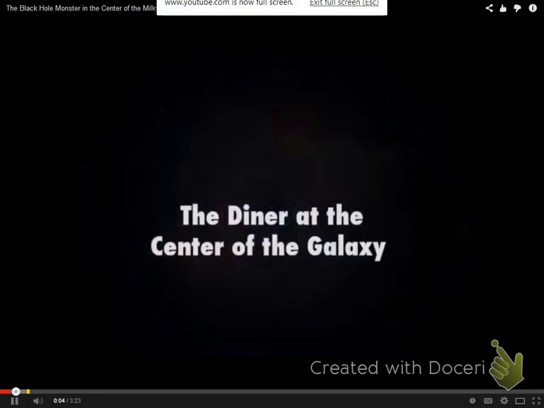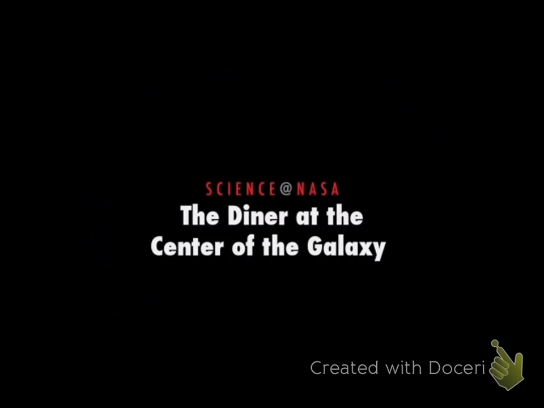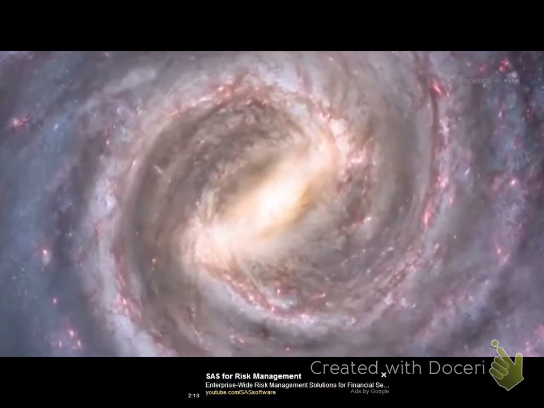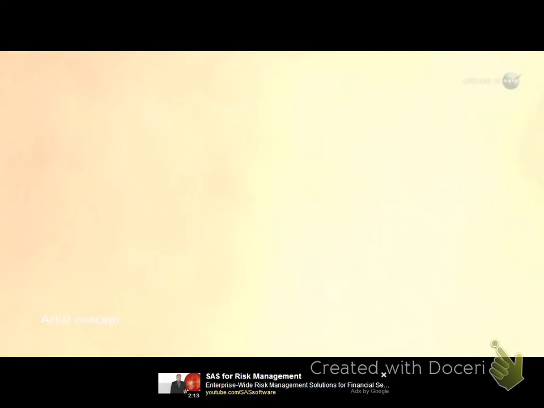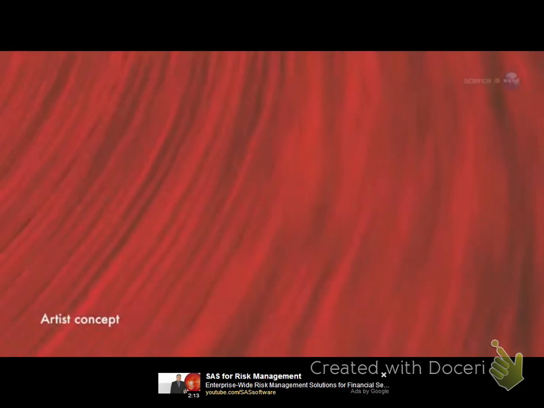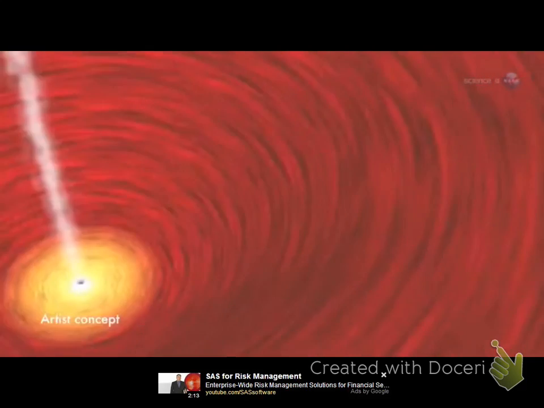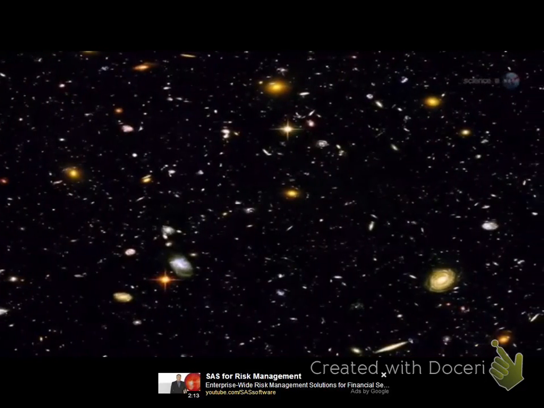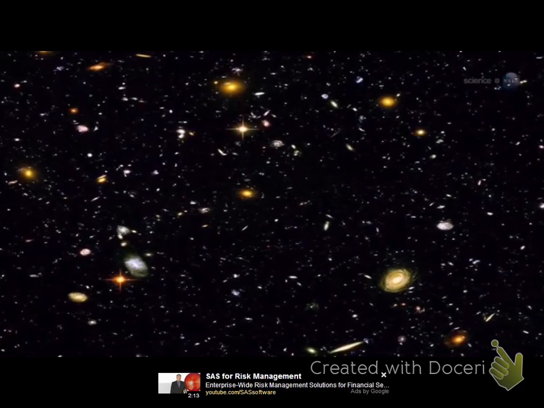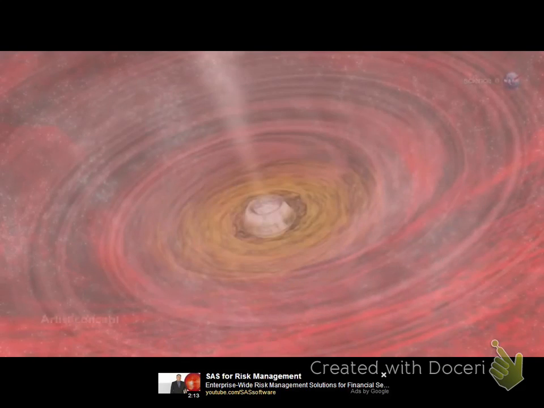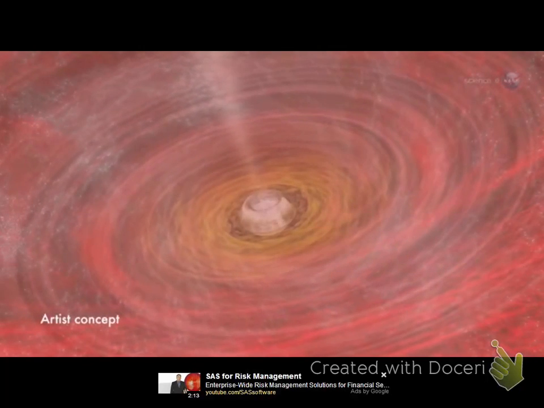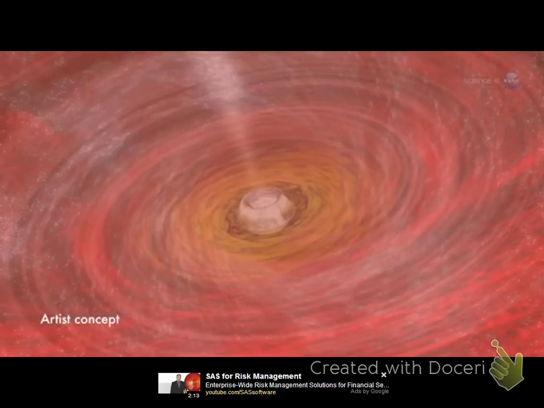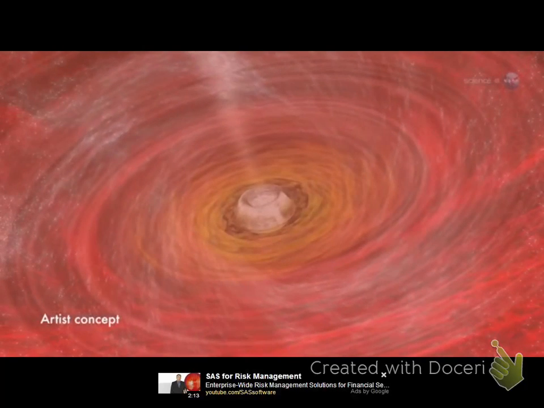The diamond at the center of the galaxy. Presented by Science at NASA. Deep in the heart of the spiral Milky Way galaxy, a hot vortex of matter swirls around a black hole more than 1,000,000 times as massive as the Sun. Many galaxies, perhaps all, contain such a monster in the middle. These supermassive black holes sustain themselves by swallowing stars, planets, asteroids, comets, and clouds of gas that wander by the crowded galactic core.